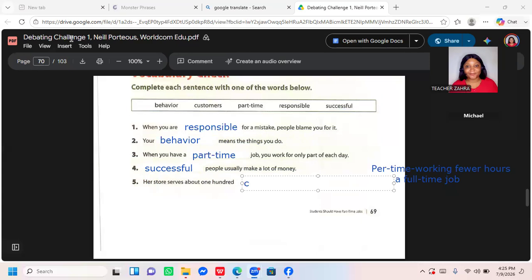Okay, that's good. That's good. All right. When you're responsible for a mistake, people blame you for it. Yes. Your behavior means the things you do. When you have a part-time job, you work for only part of each day. Successful people usually make a lot of money. Her store serves about 100 customers. All right, that's good. So now let's move to the next part.